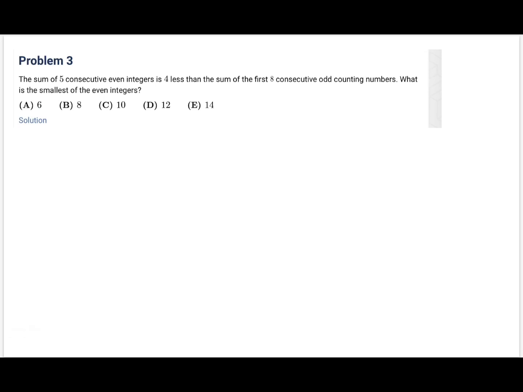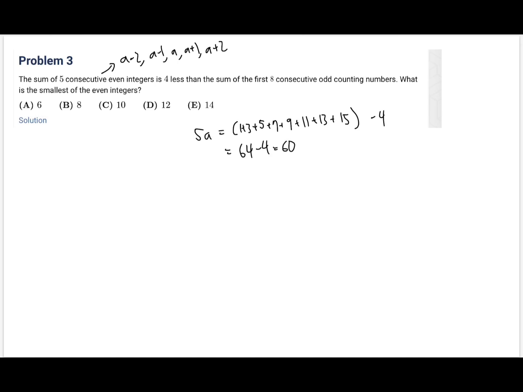Number 3. The sum of 5 consecutive even integers is 4 less than the sum of the first 8 consecutive odd counting numbers. Okay, so a minus 2, a minus 1, a, a plus 1, a plus 2. So the sum of these is 5a, which is 4 less than the sum of the first 8 consecutive odd counting numbers. So 1 plus 3 plus 5, 7, 9, 11, 13, 15, right, so this minus 4. The sum of the first 8 odd counting numbers is 64, since it's 8 squared. This minus 4 equals 60, so a equals 12, the smallest of the even integers.